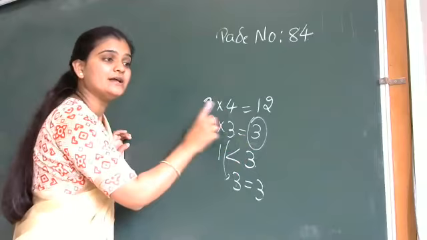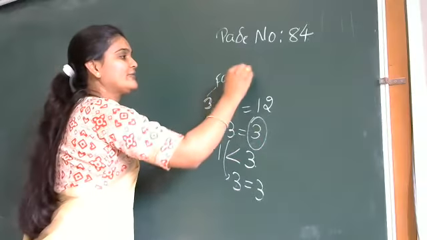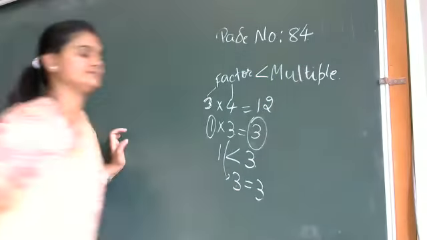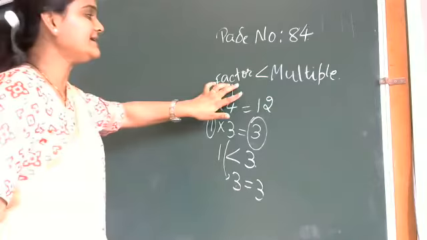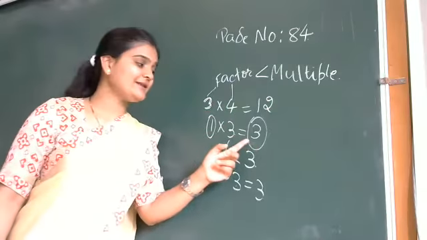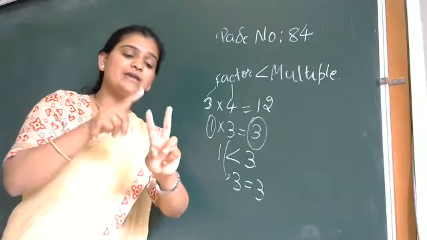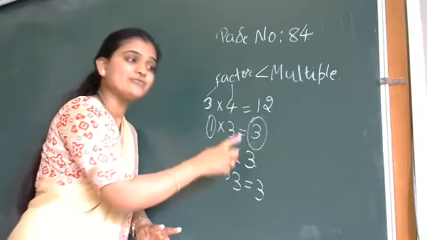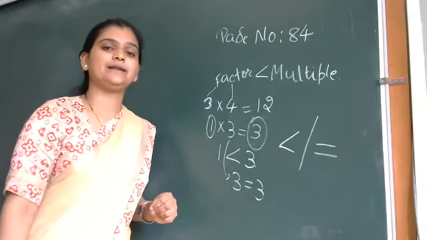3 into 4 is 12. In this case, the factors are less than the multiple. Do you agree with this? Yes. Factors will either be less than the multiple or equal to the multiple. If the multiple is 3, the factor pair is what? 1 into 3. We have 1 and we have 3. 3 is also equal to 3. Both are equal. Yes or no? So factors can be either less than or equal to the multiple.